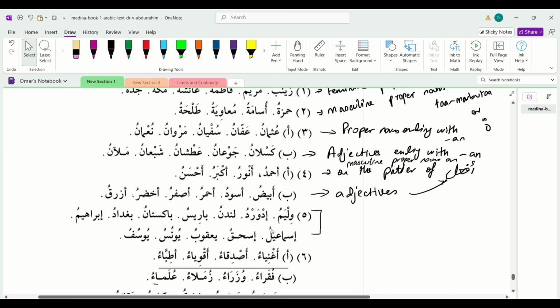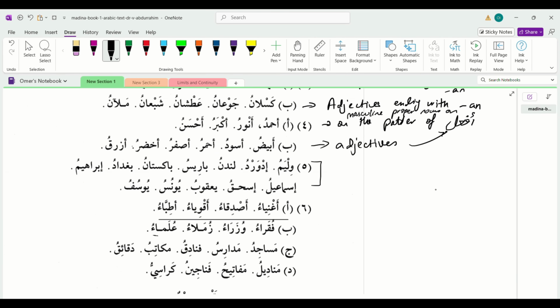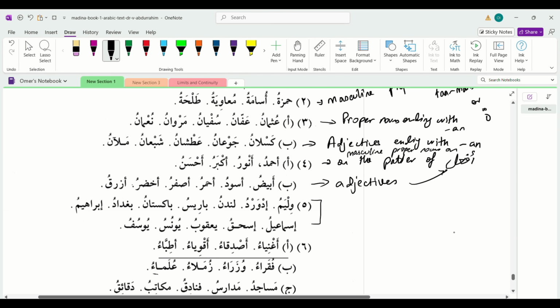So, for example, like I gave you the lesson of Kitabu Bilal, which means the book of Bilal. But let's say you want to say the book of Ahmed, we're going to say Kitabu Ahmada. So it will never get the kasra. It will have the fatha. Kitabu Ahmada.